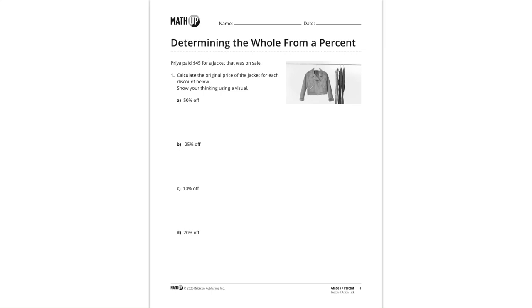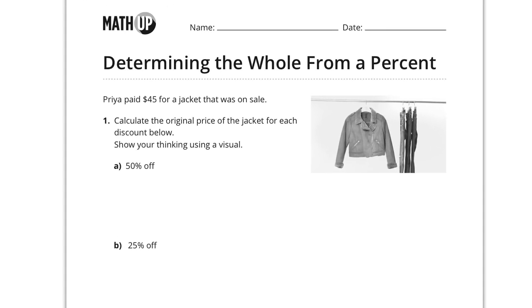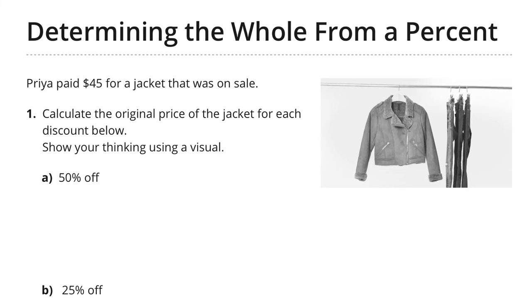Today we're determining the whole from a percent in our Lesson 4 action task. Let's see what that task is. It says, Priya paid $45 for a jacket that was on sale. Calculate the original price of the jacket for each discount below. Show your thinking using a visual.